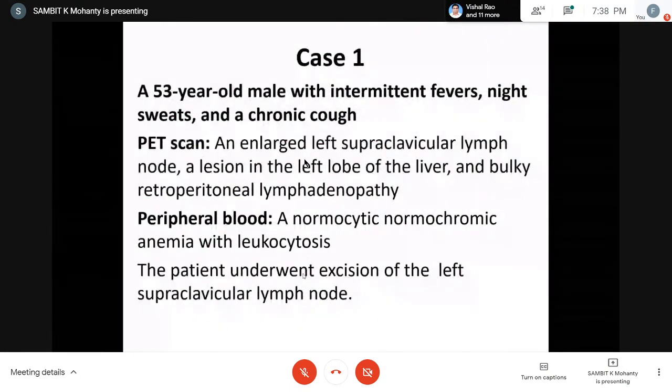This is a 52-year-old man with intermittent fevers and night sweats with a chronic cough. A PET CT showed an enlarged left supraclavicular lymph node, and there was another lesion in the left lobe of the liver, with multiple bulky retroperitoneal lymph nodes. Peripheral blood smear was normal except for anemia, which was normochromic, with no blasts and no abnormal cells. So they went ahead and did an excision of the left supraclavicular lymph node.